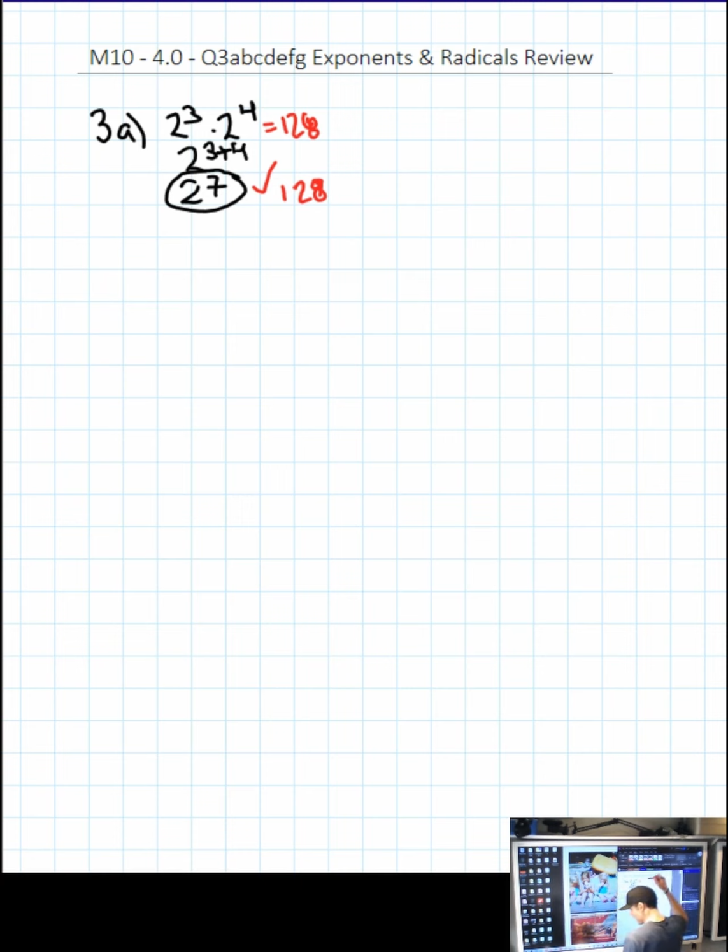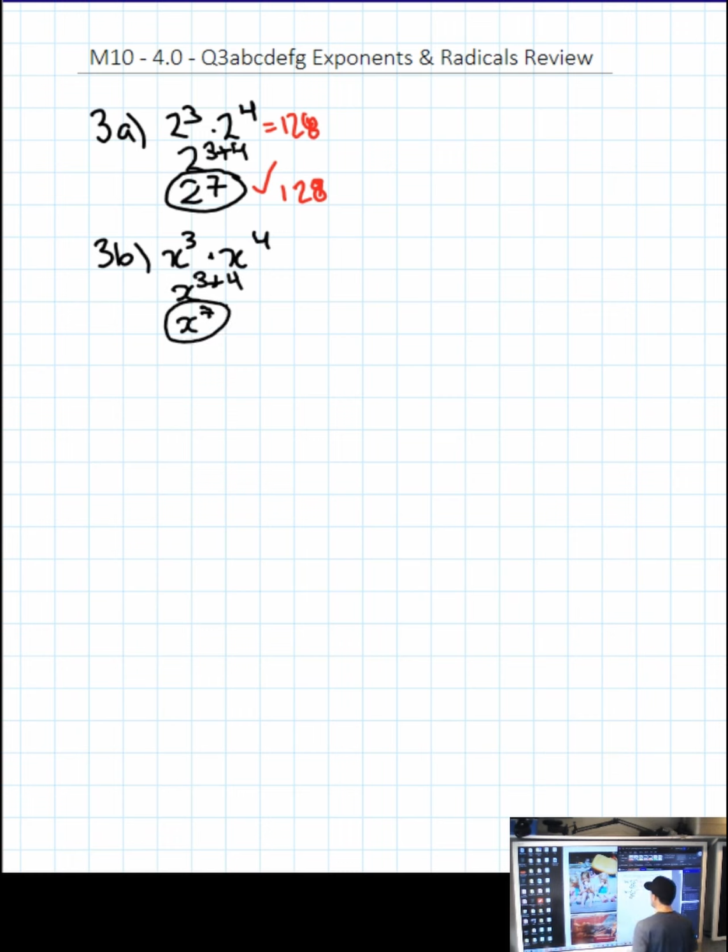Okay, so we have question number 3b. We have x cubed times x to the 4. Notice I use a dot for times. It's a little bit simpler, then I don't have to adjust my x's. So again, we're simply going to add the exponents, multiplying with the same base. 3 plus 4, and we're going to get x to the 7.